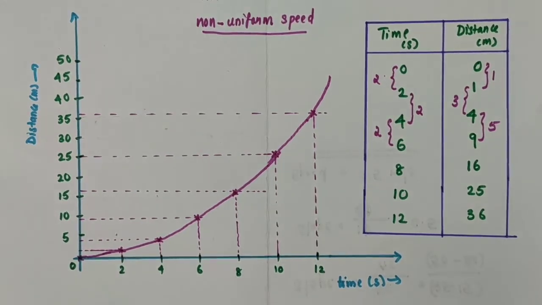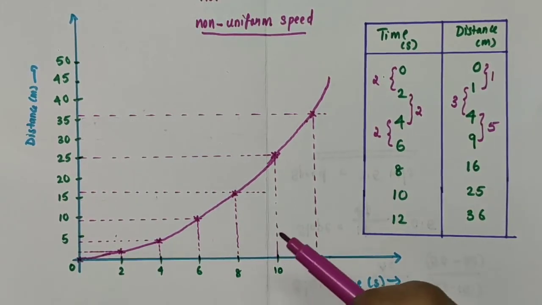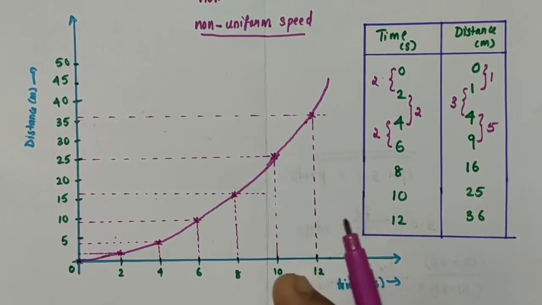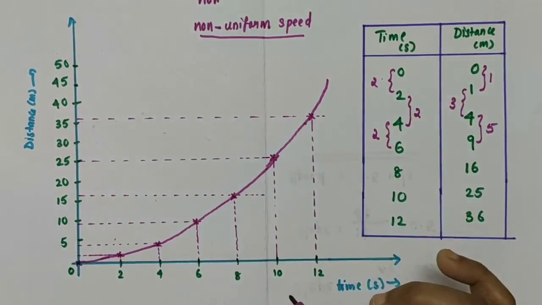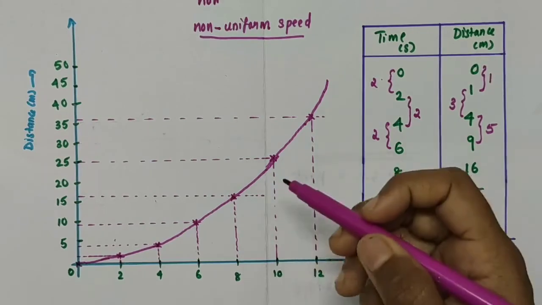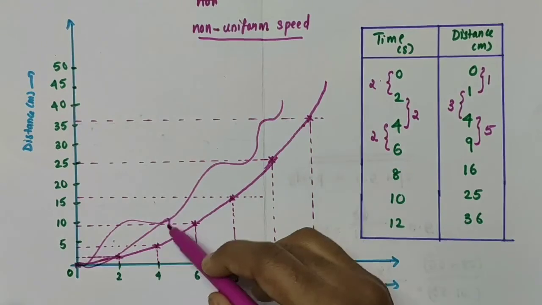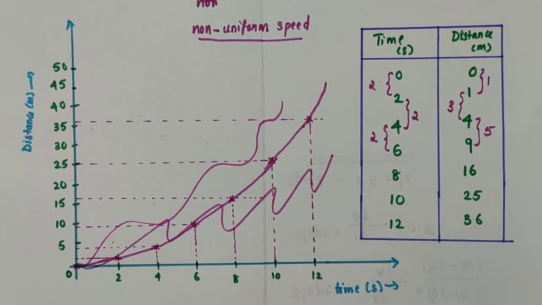So in this video, we have discussed the distance-time graph of an object moving with uniform speed, and then for an object moving with non-uniform speed. We have seen that for an object moving with uniform speed, the graph is a straight line inclined to the time axis, and for an object moving with non-uniform speed, it will be a curve of any shape. It can be a curve like this, it can be a path like this. Then we have determined the speed of an object from the distance-time graph by finding out the slope of that graph.